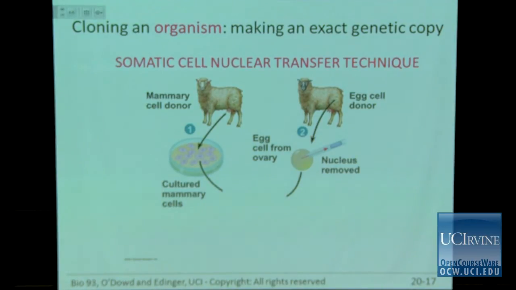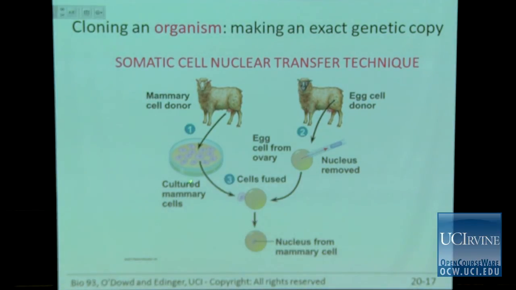And they cultured them under starvation conditions. They did that because it turned out to be important to get these differentiated cells out of the cell cycle in order to be able to do this technique. So they start out by starving those cells. Over here, they took an egg or an oocyte from a different sheep. It's a black-faced sheep instead of a white-faced sheep. And they took the nucleus out of this oocyte. So now you just have egg cytosol with no nuclear genetic material.